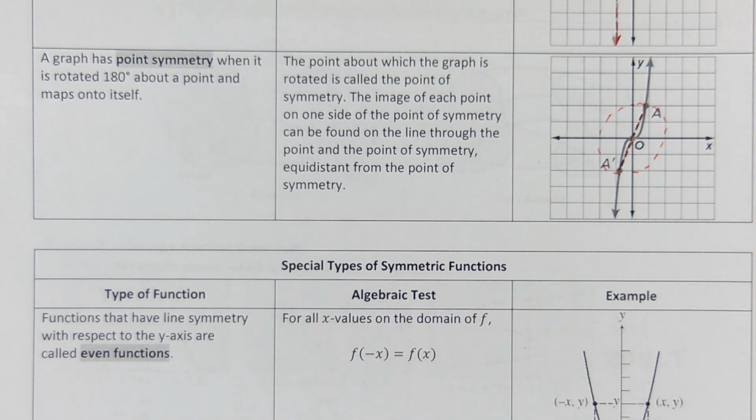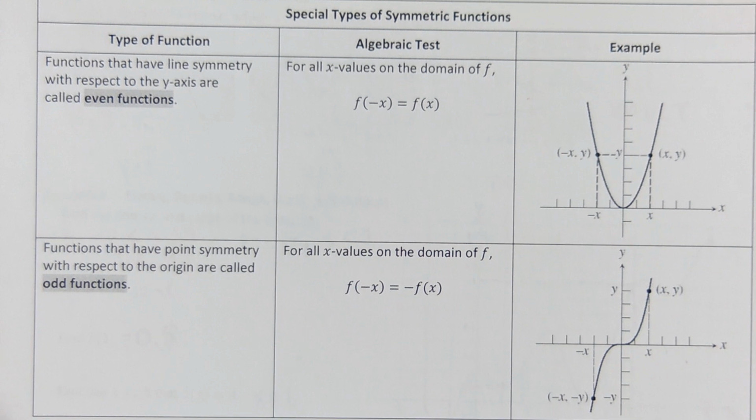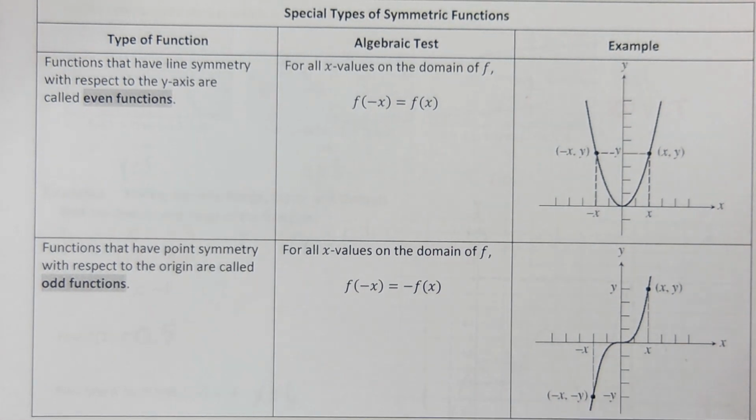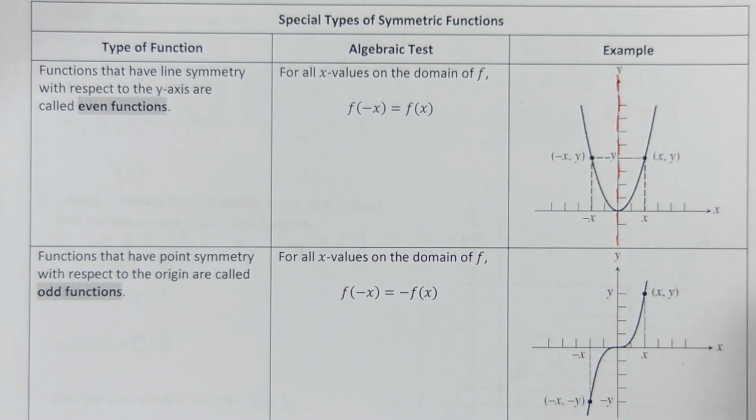So then if those are the only two types of symmetry that we talk about, what's going on in the bottom box? The bottom box are special cases of line and point symmetry. They're special cases. If a function with line symmetry has its line of symmetry on the y-axis, then we say that is an even function. So if you have a line of symmetry on the y-axis, you're dealing with an even function. That's if you have the graph to look at.